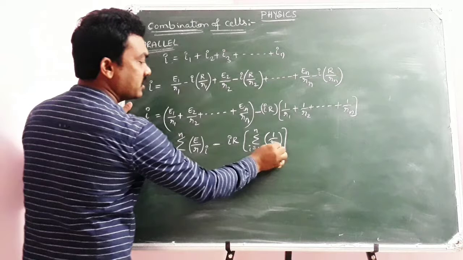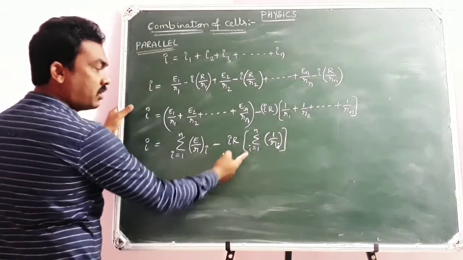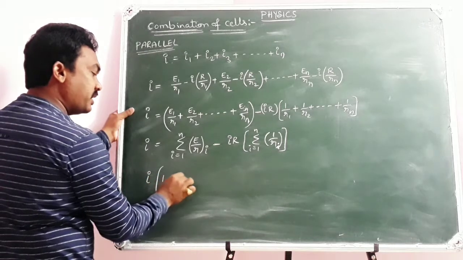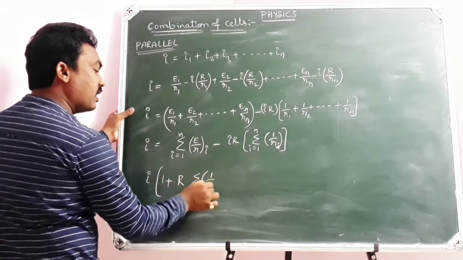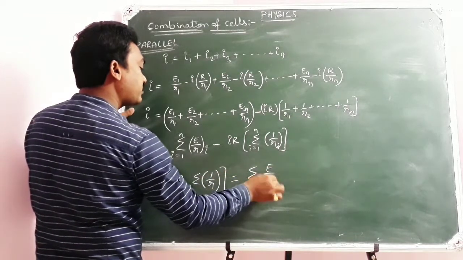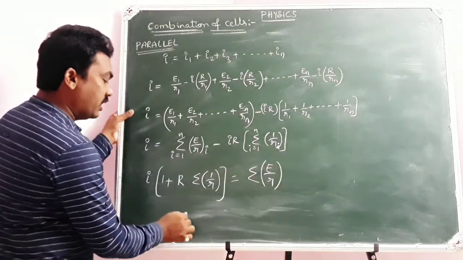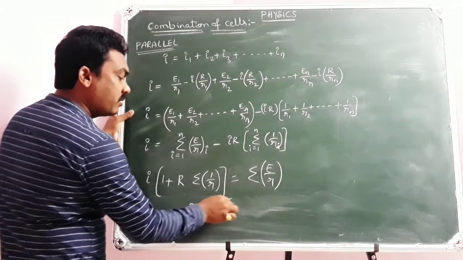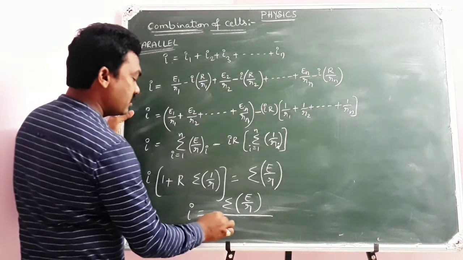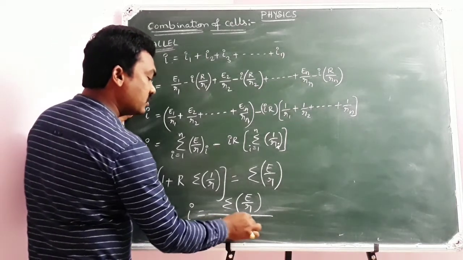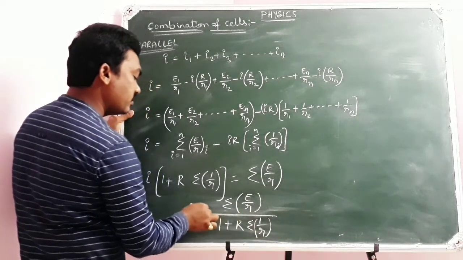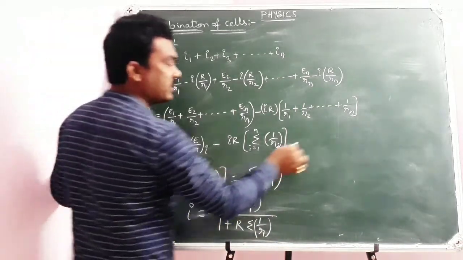You are familiar with the sigma notations. There is no doubt in that. Now take this negative term to the left side, then I common: I times 1 plus R into sigma of 1 by R equal to sigma of E by R. Therefore, I equal to sigma of E by R divided by 1 plus R into sigma of 1 by R.